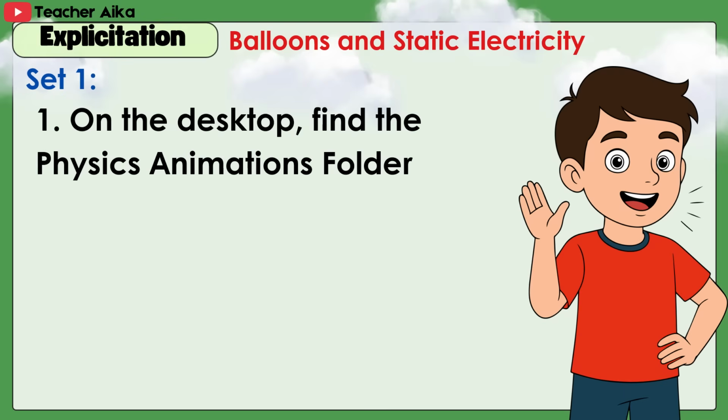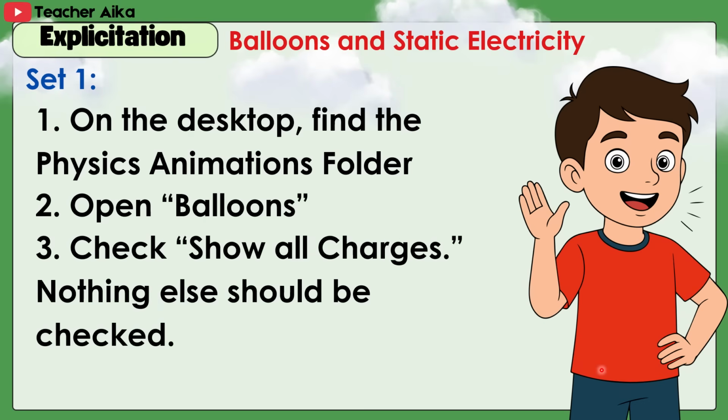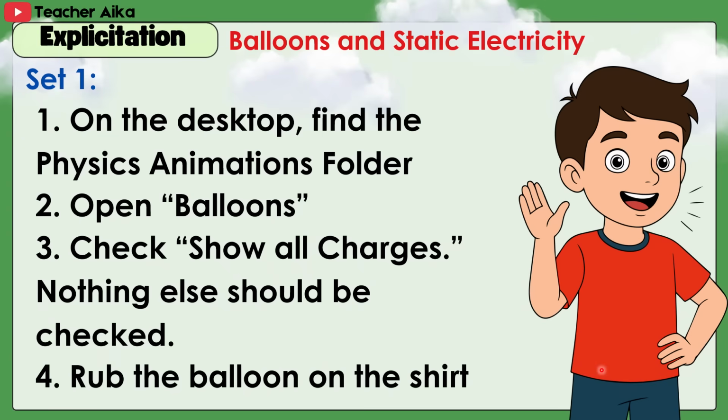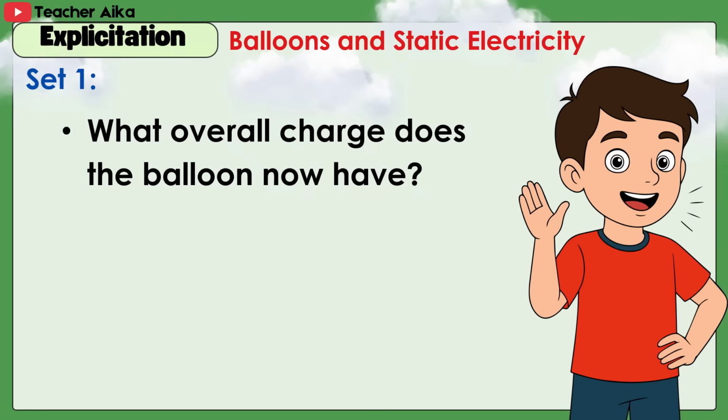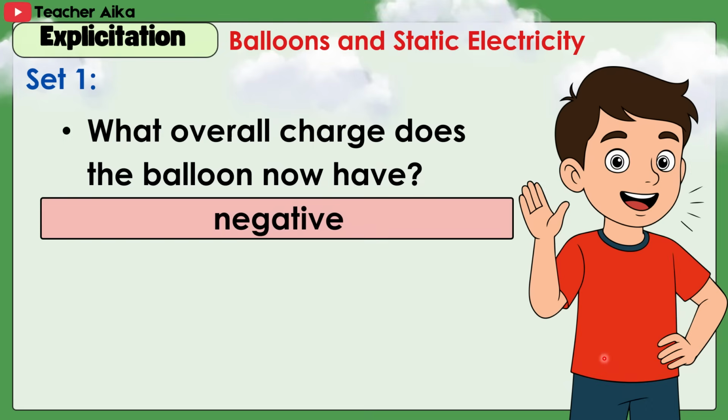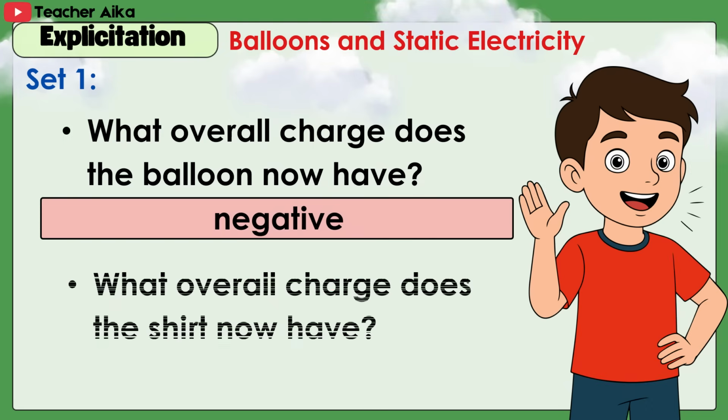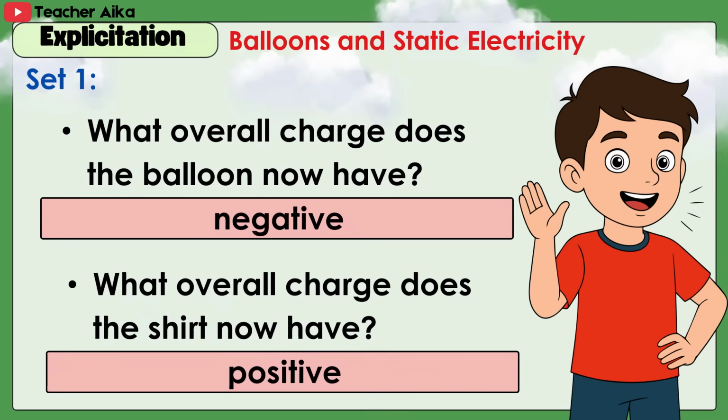Set 1. 1. On the desktop, find the physics animations folders. 2. Open balloons. 3. Check show all charges, nothing else should be checked. 4. Rub the balloon on the shirt. What overall charge does the balloon now have? Answer: negative. What overall charge does the shirt now have? Answer: positive.